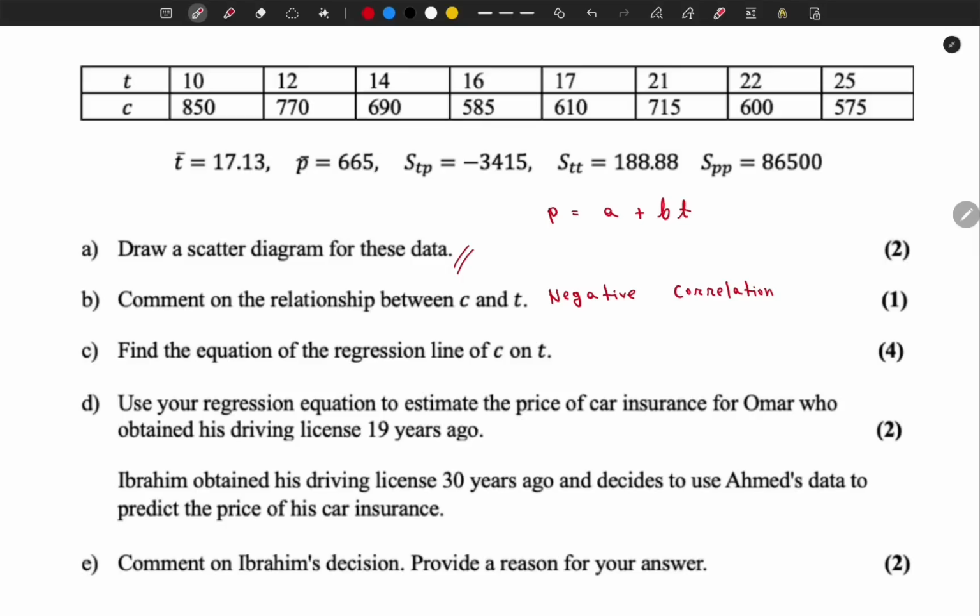Now, in the variables they have given us, you can see that we know the values of the mean of T. Two variables are related to all of these values: one is P and the other one is T. So that's why you need to write it as P equals A plus BT. Now, first of all, let's find out the value of B.